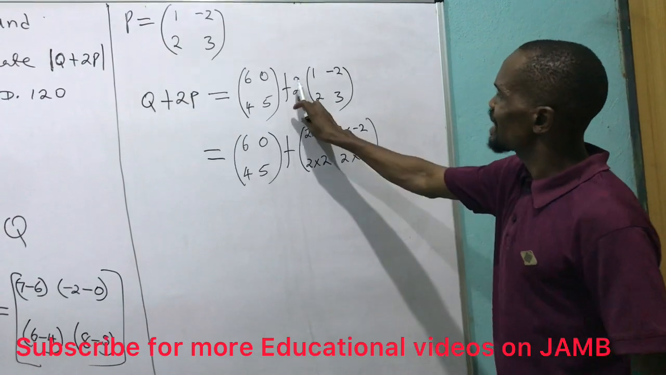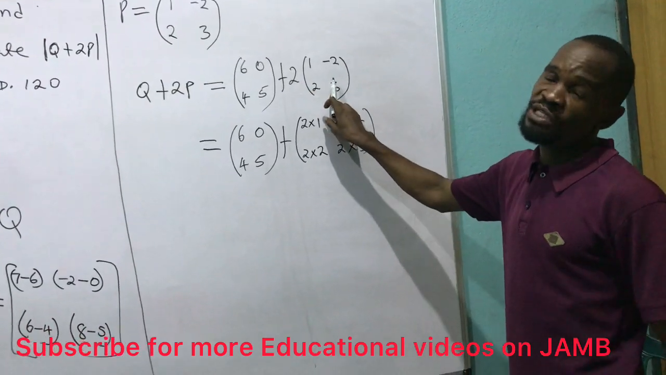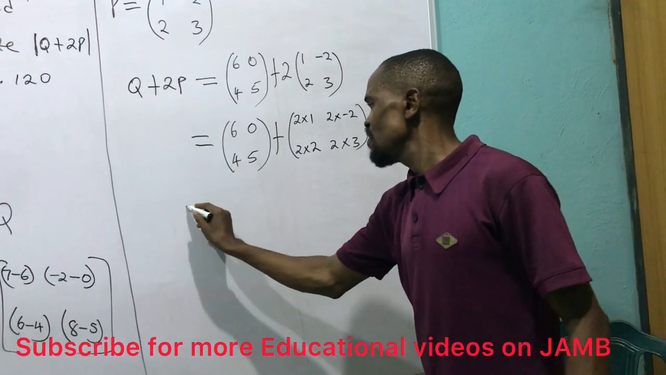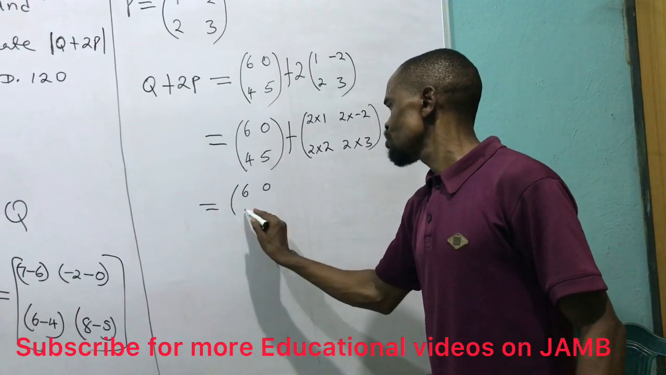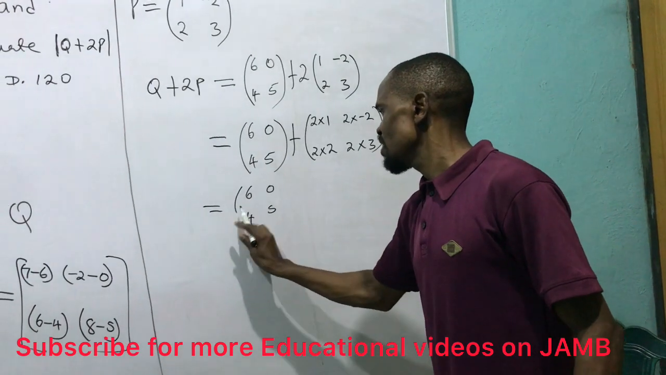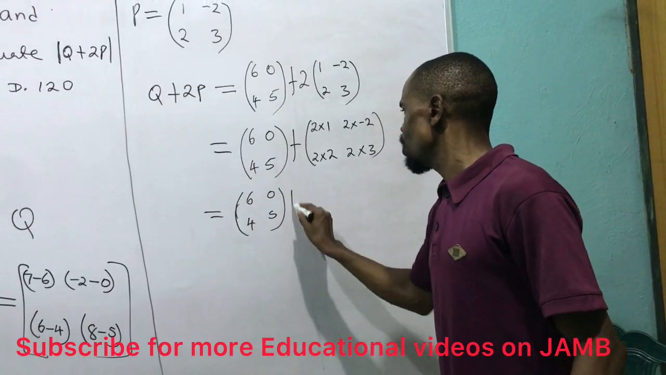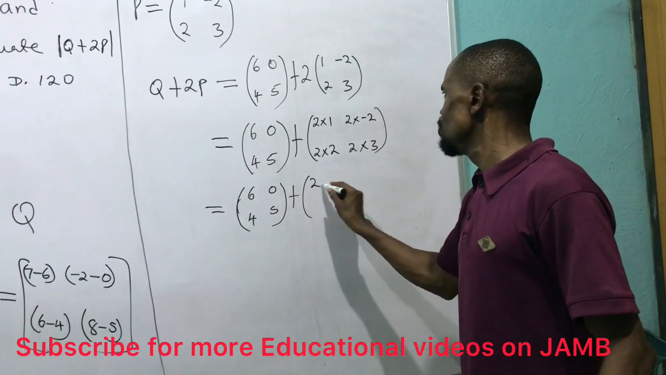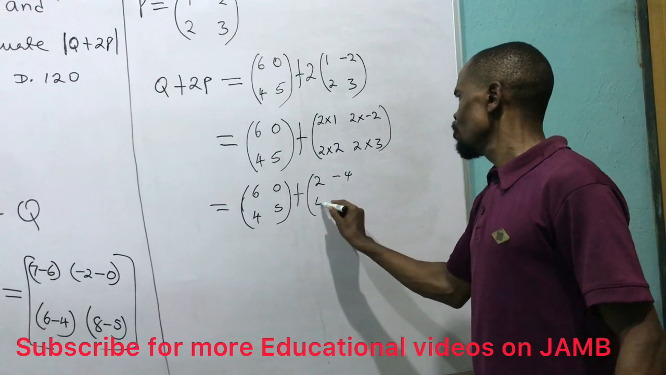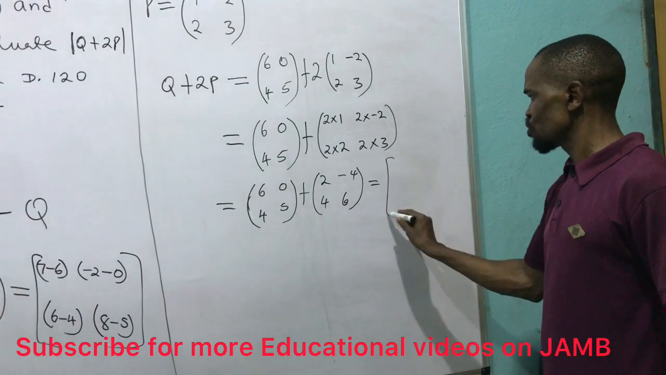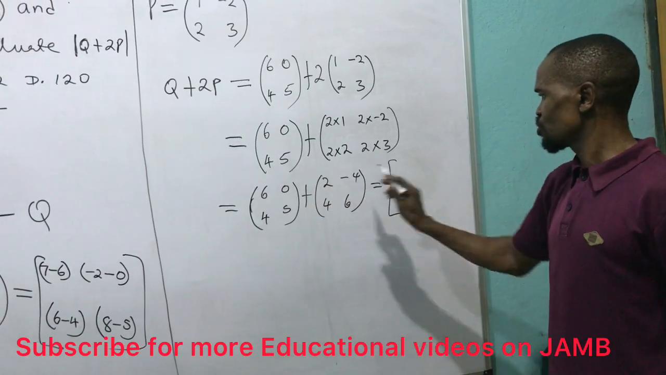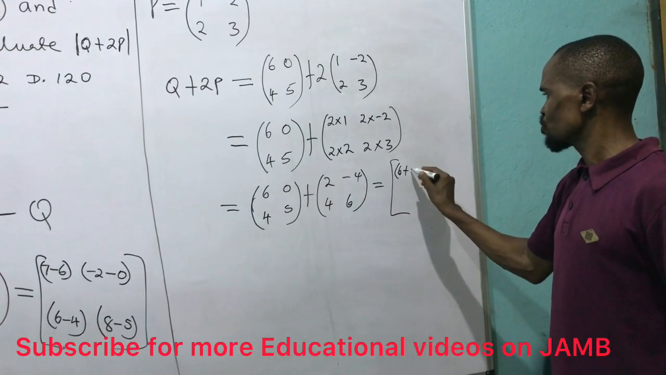This is what we call scalar multiplication of a matrix. Then I will have 6, 0, 4, 5, plus 2, minus 4, 4, 6. That's what I'm going to have here. And this becomes equal to the addition of these, 6 plus 2.